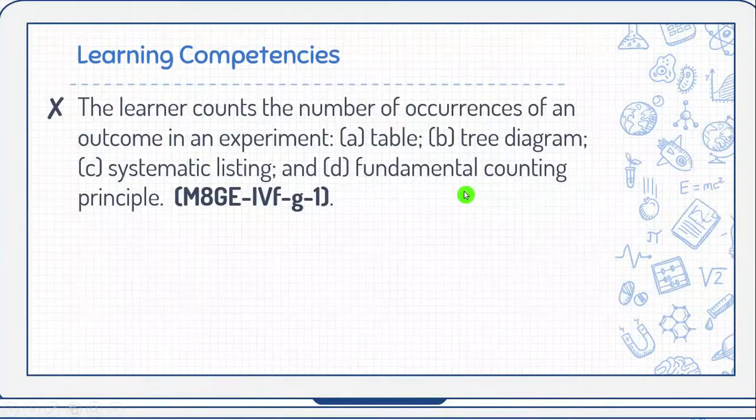Okay, so let's proceed. Our learning competencies, we have here the learner counts the number of occurrences of an outcome in an experiment. Letter A, table. Letter B, tree diagram. And letter C, systematic listing. And D, fundamental counting principle.